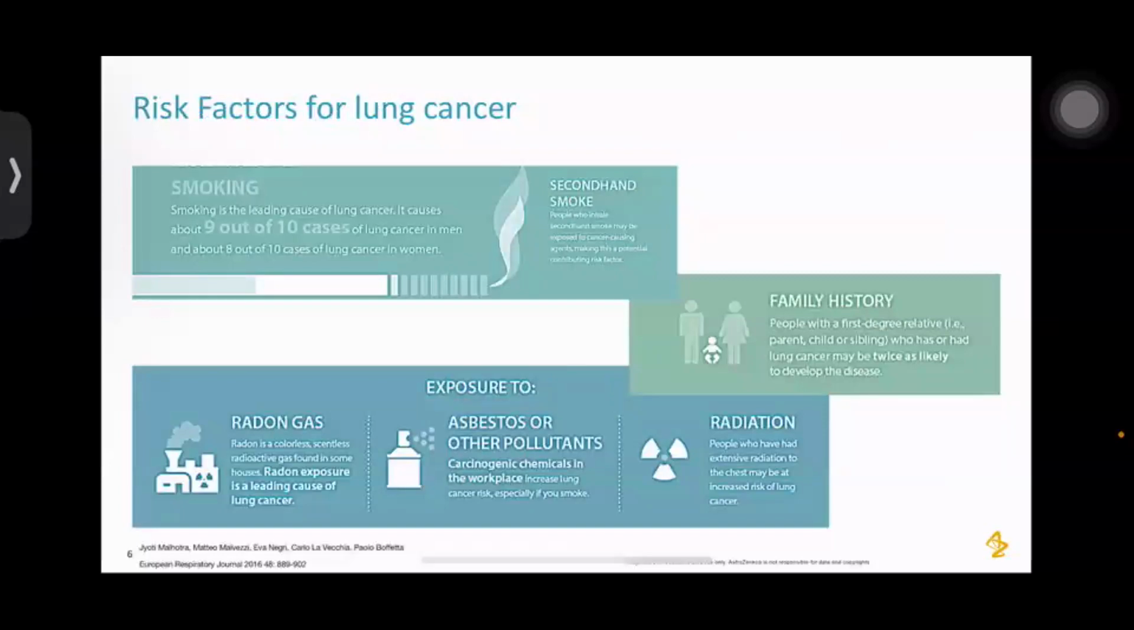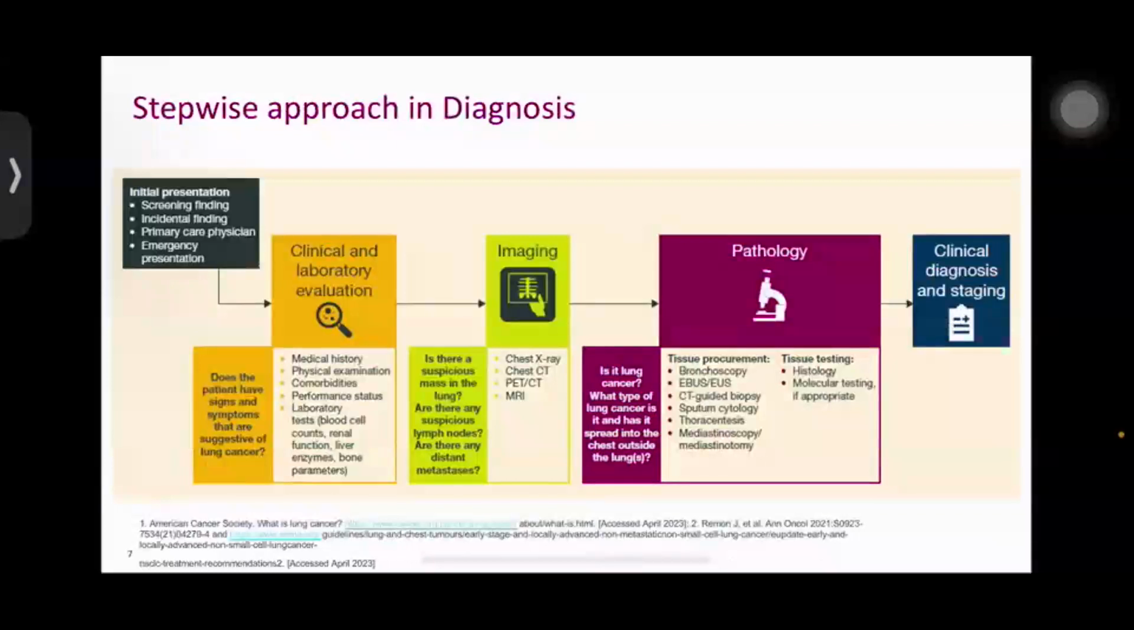What are the predominant risk factors? One is smoking, which is the leading cause, accounting for about 9 out of 10 cases. Smoking is the most common, and also second-hand or passive smoking. Then family history, which we don't see so commonly, but there is still incidence, with first-degree relatives affected. Exposure to radon gas, asbestos, or other pollutants and radiation are other predominant causes. Coming to the brief approach to diagnosis.